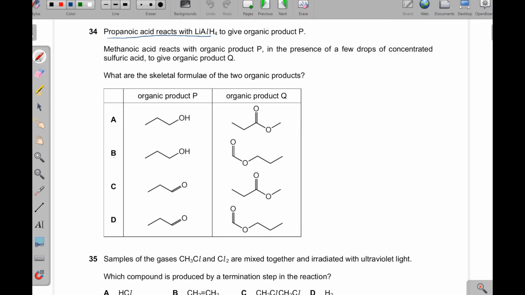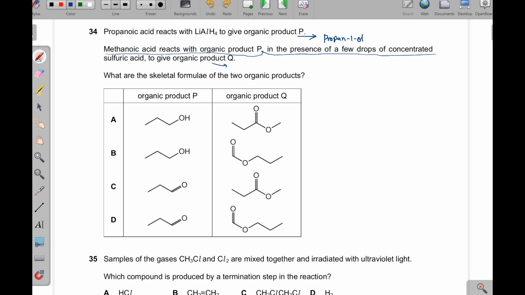Propanoic acid reacts with lithium aluminium tetrahydride to give organic product P. Now, of course, organic product P, because this is a reduction reaction, is going to be propan-1-ol, which will reduce it to a primary alcohol. Then methanoic acid reacts with organic product P in the presence of a few drops of concentrated sulfuric acid. This one acts as a catalyst to give organic product Q.